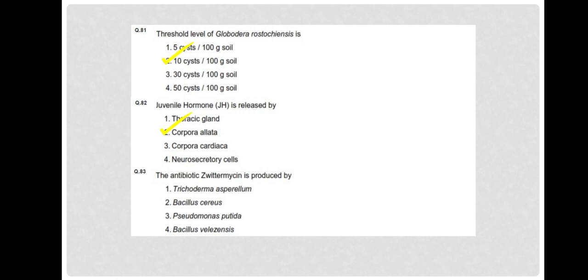Next, question number 83. The antibiotic zwittermicin is produced by, so the answer is Bacillus cereus. It is an antibiotic that has been identified from the bacteria Bacillus cereus, strain UW85. It suppresses the plant diseases. It has a broad spectrum activity against different gram negative and positive bacteria.